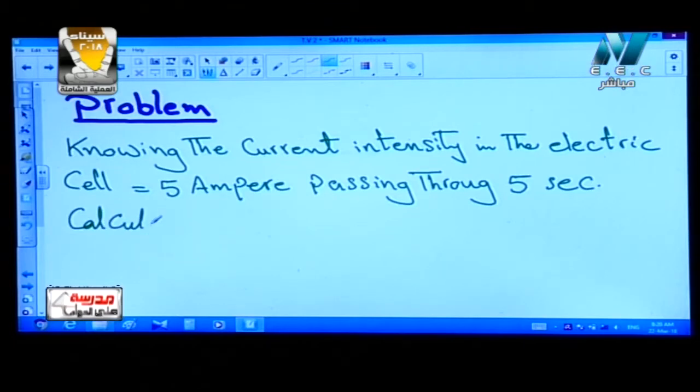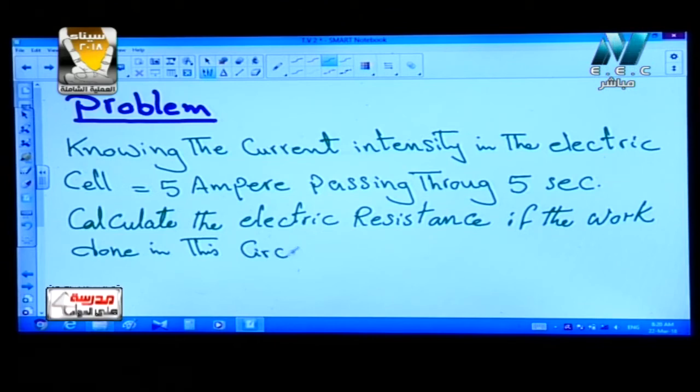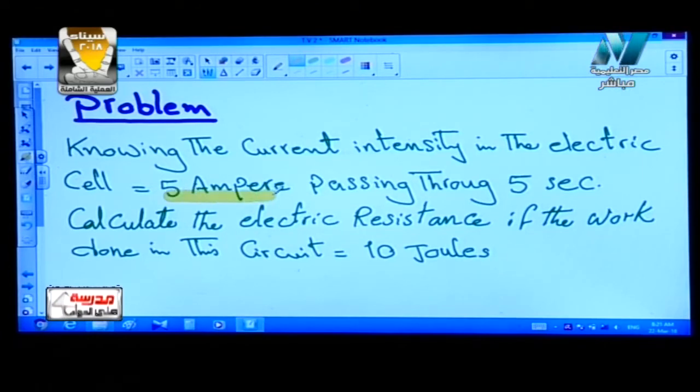Calculate the electric resistance, if the work done in this circuit equals 10 joules. Number one, we should know the givens in this problem. We have the electric current intensity 5 ampere and time equal to 5 seconds. We should calculate the electric resistance R if the work done equals 10 joules.